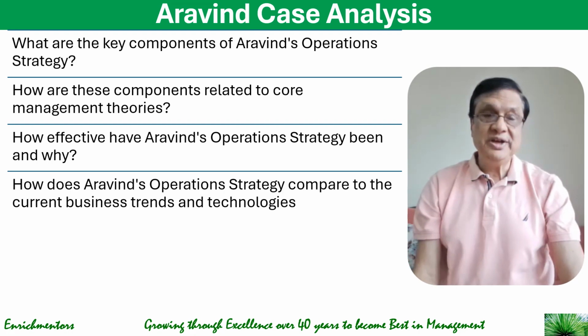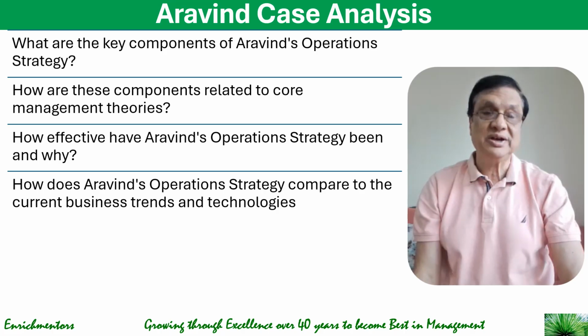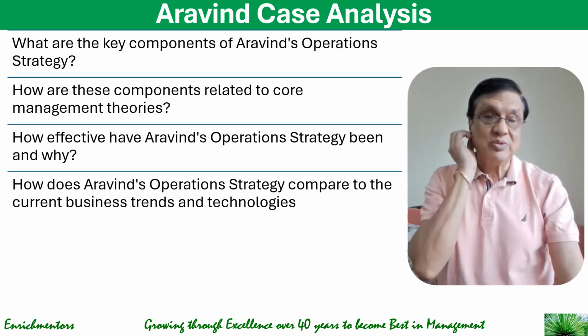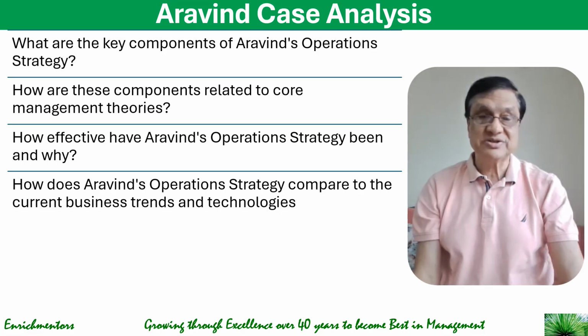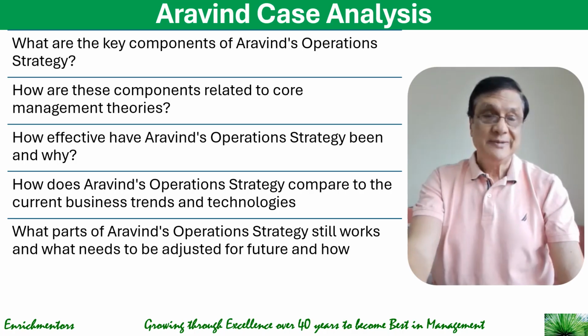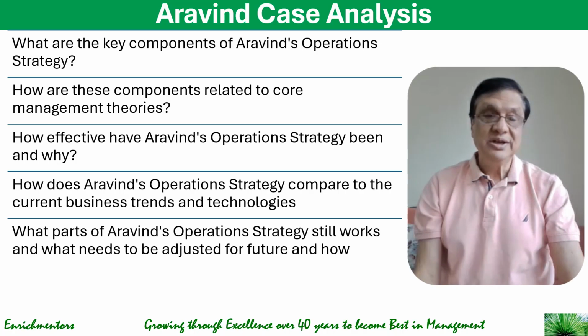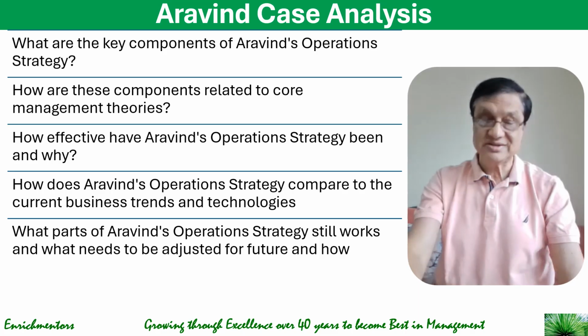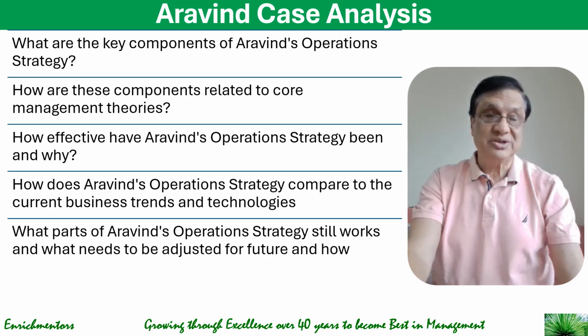Fourth one would be how does Arvind's operation strategy compare and contrast to the current business trends and technology? So there you would need to predict, to guess what are the current business trends and technology and where does Arvind stand in terms of its strategies versus these trends and technology. The fifth would be you need to see what part of strategy of Arvind in operations still works and what needs to be adjusted for future and how. So that's the fifth question that you need to answer.